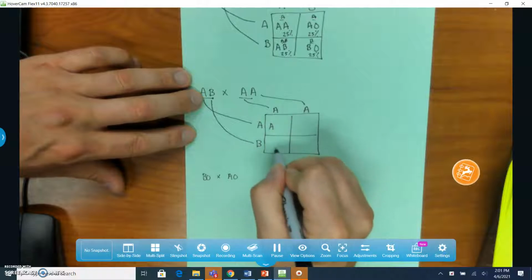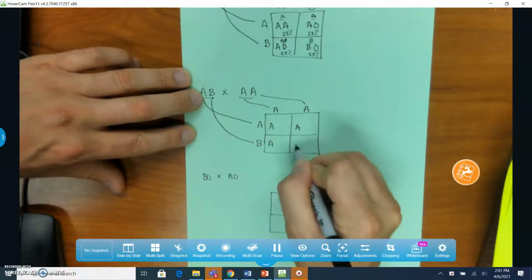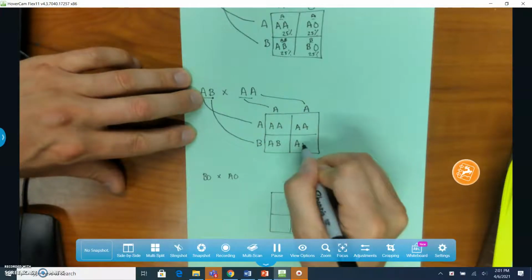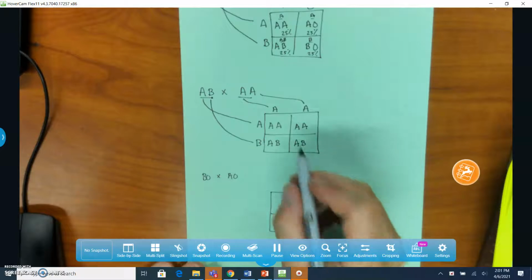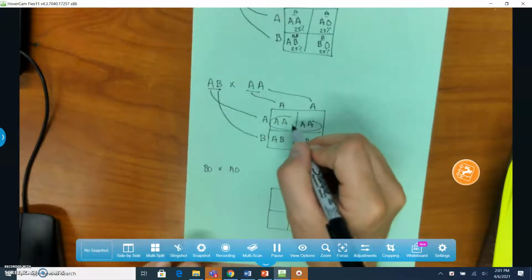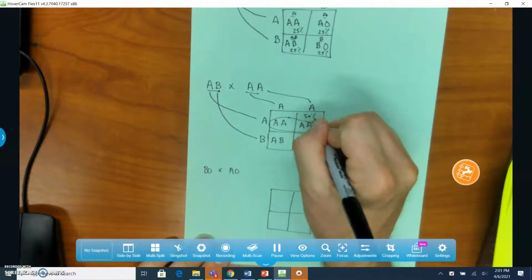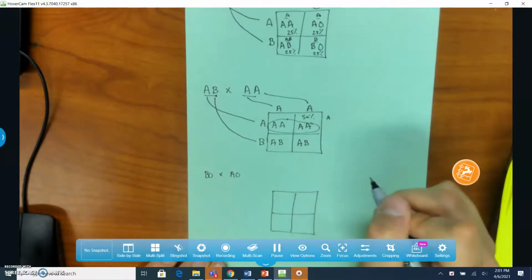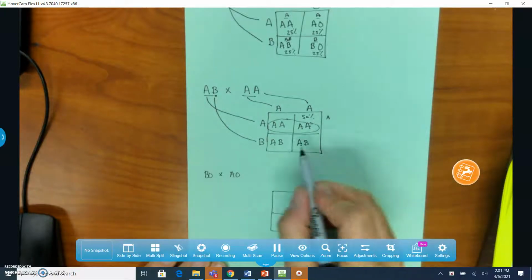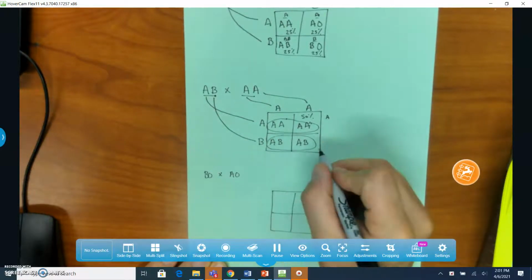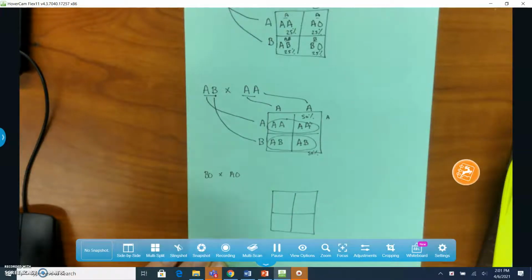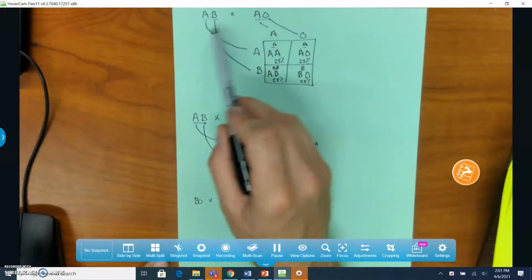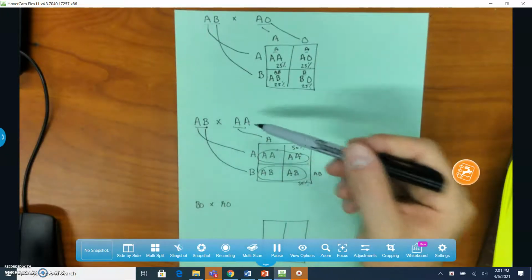A down, A down, A down, A down, A across, B across, and across. Now I can see that 50% of my children will be expected to have the homozygous A combination and the A phenotype, type A blood, and 50% will be expected to have type AB blood. So we do have different outcomes even though the parental combinations have the exact same blood type. The genotype matters.